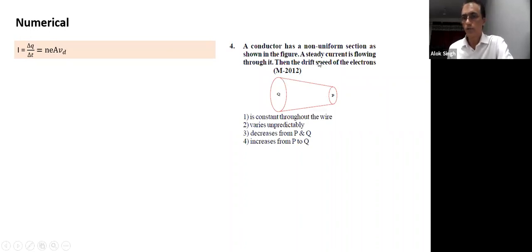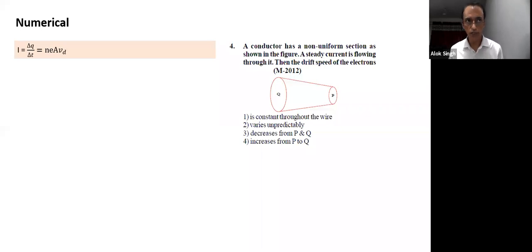What would the drift velocity be? What is this important point here? Pay attention to this point: steady current. The word "steady" comes up a number of times, and we should be very clear about what steady means when we talk about physics. Steady means something is not changing with time. If I check it after 1 second, 10 seconds, 1 minute, or delta t time later, the parameter should remain the same. That's steady: not changing with time.